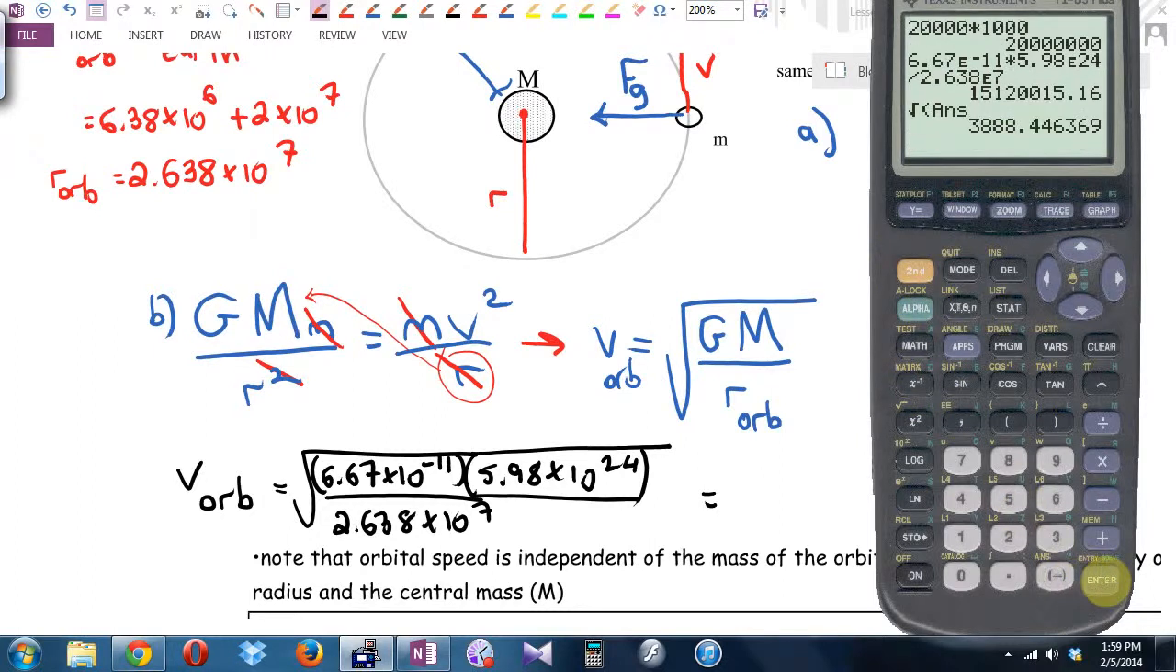This is going to be orbiting the Earth at 3,888 meters per second. Any faster or any slower, it will not be in a stable orbit. Its orbit will either decay or it will start to move further and further from the Earth.